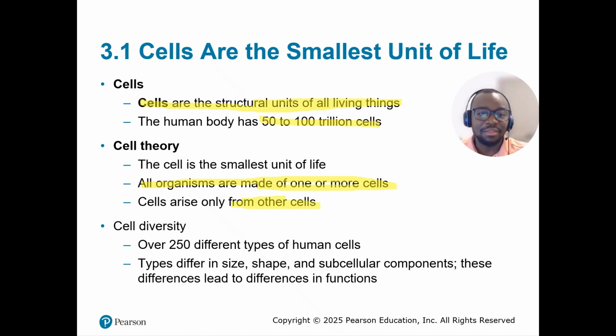There is a great diversity in cell types. There are over 250 different cell types in the human body. And these cells differ in their size, shape, and subcellular components. We'll review these different cell types on the next slide.